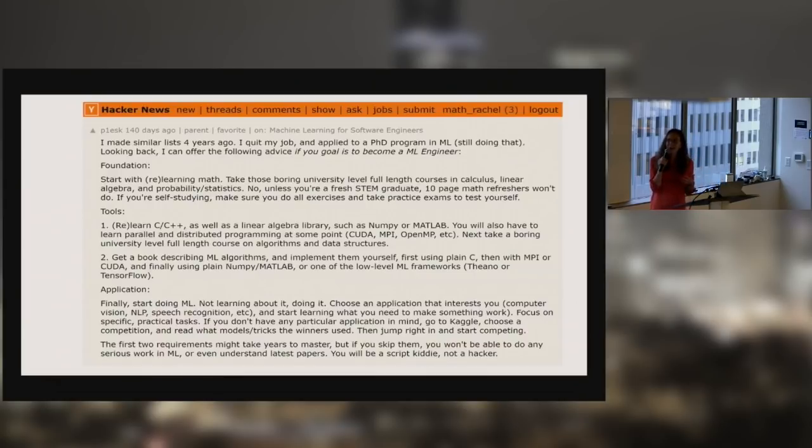This is a comment from Hacker News that was voted to the top of its thread a few months ago, and I completely disagree with it. It's saying that to get into machine learning, you first need to spend years taking, quote, boring math courses, and then you need to learn CUDA and MPI, and then years later, you can start touching Theano and TensorFlow. I disagree with this advice, but I think this attitude keeps people out of the field and from trying it.